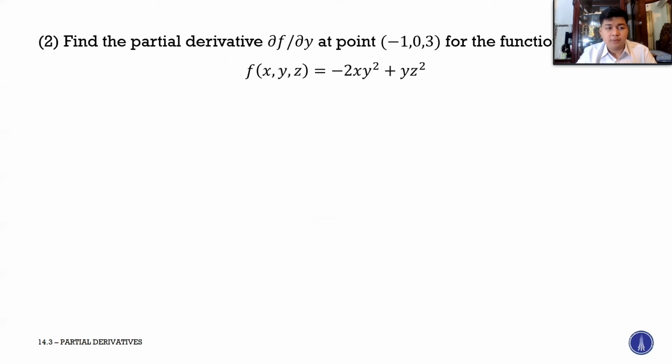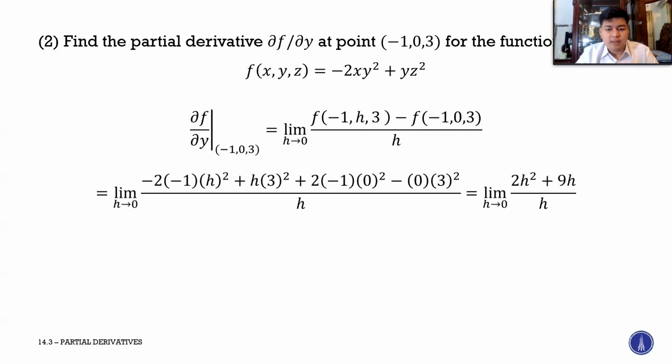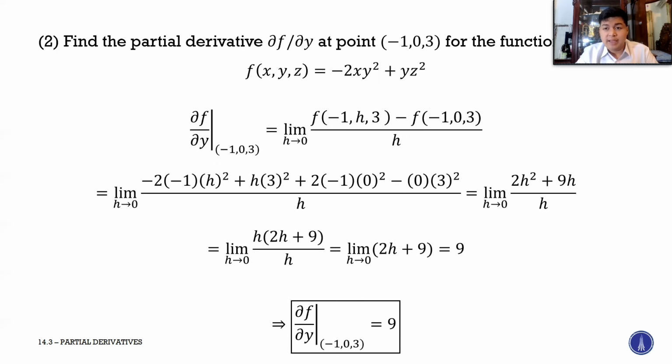input all those points into the equation, where we got the limit as h approaches 0 of f of negative 1, h, and 3 minus f of negative 1, 0, 3 over h. And then we got the limit as h approaches 0 of 2h squared plus 9h over h. And then we got the limit as h approaches 0 of 2h plus 9, which equals 9. And that's the answer.